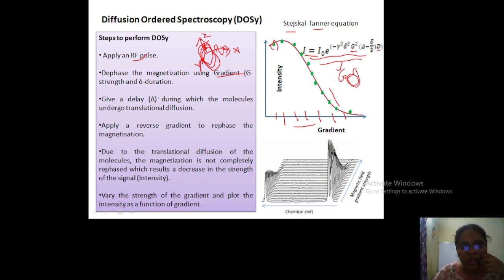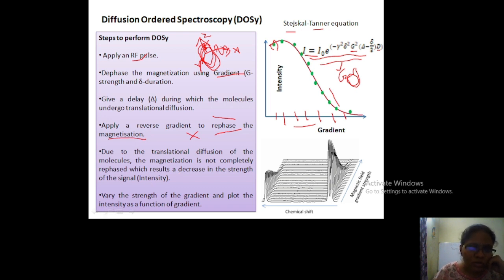Now, since these molecules have diffused from one place to another place, from one chunk to another chunk, you know that complete rephasing of this magnetization vector is not possible, right? This rephasing is not possible. So it is said here, due to the translational diffusion of the molecules, the magnetization vector is not completely rephased, which results in a decrease in the strength of the signal, nothing but a decrease in intensity.